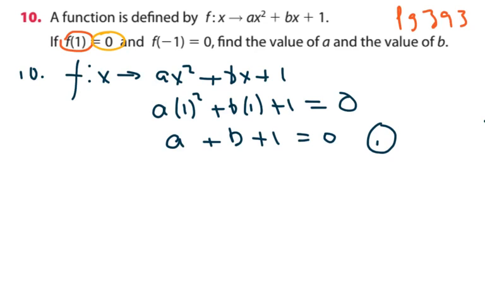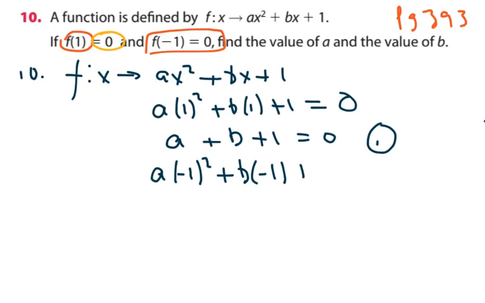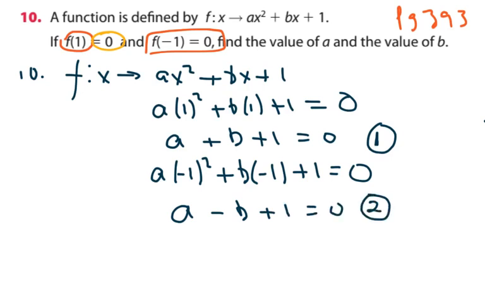Now let's look at the second one. This is f of minus 1 is equal to 0. So we do the same again. We go a times minus 1 squared plus b by minus 1 plus 1. And that's also equal to 0. So we're going to get minus 1 squared is just a as well, minus b plus 1 is equal to 0. And that's our second formula, if you like.